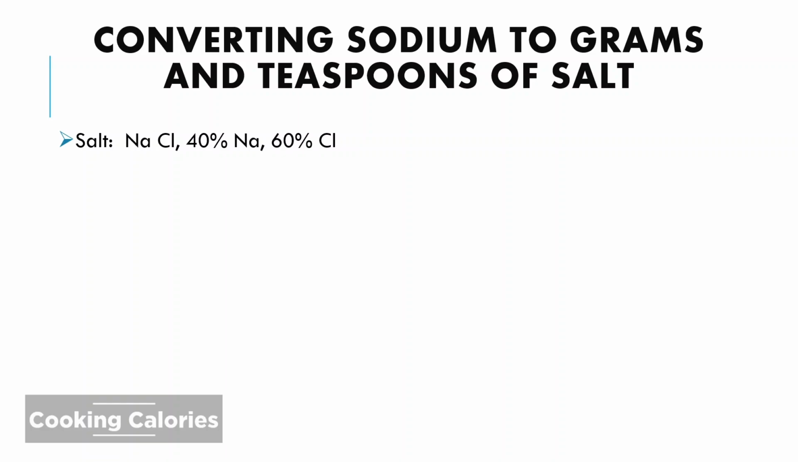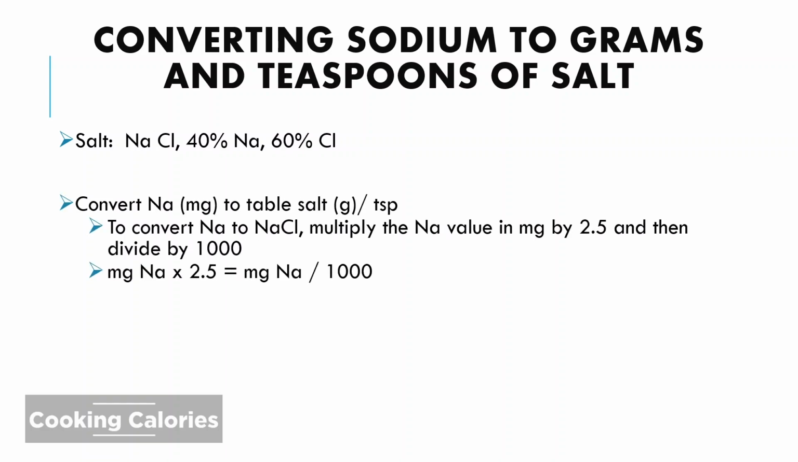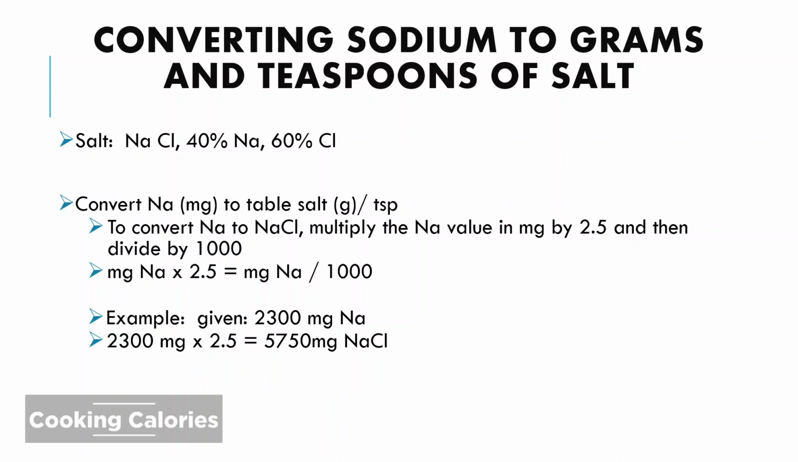Now, if you need to know how much salt to add to your dish, let's convert a sodium prescription to teaspoons of salt. To convert, let us use the formula: multiply the sodium value by 2.5 and then divide by 1000. For example, if you're given a prescription of 2,300 milligrams, first multiply 2,300 by 2.5, that will give you 5,750 milligrams of sodium chloride. Then divide this by 1,000 to get the grams.